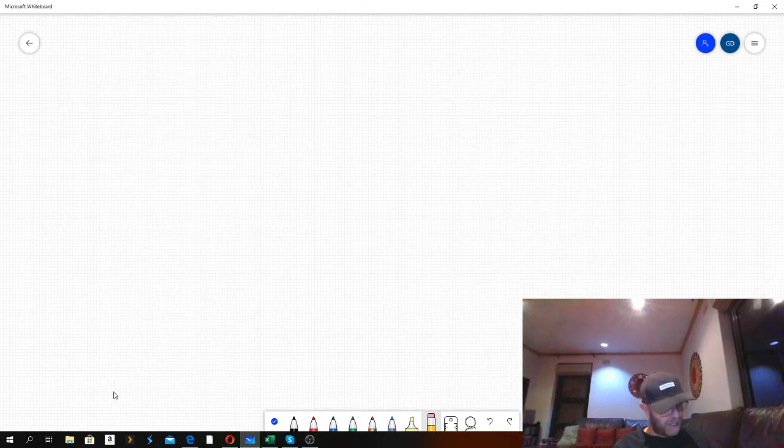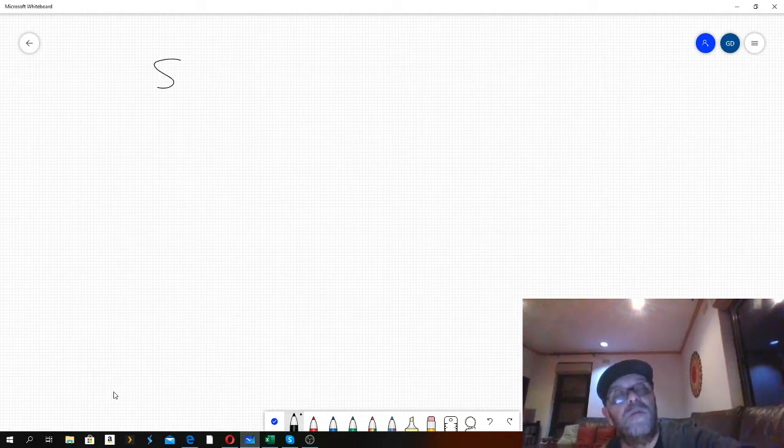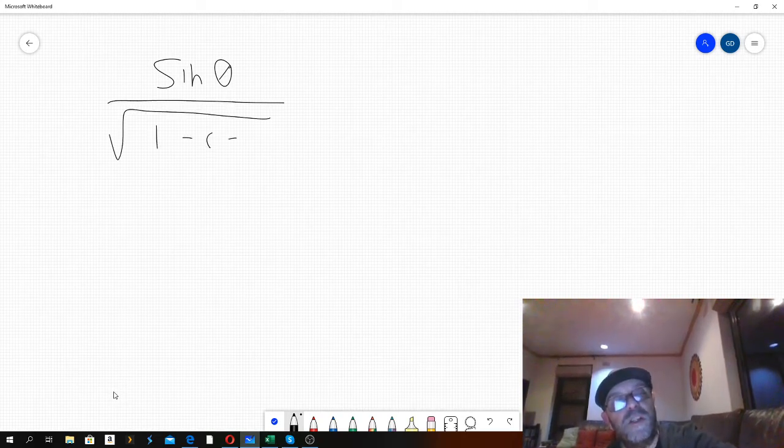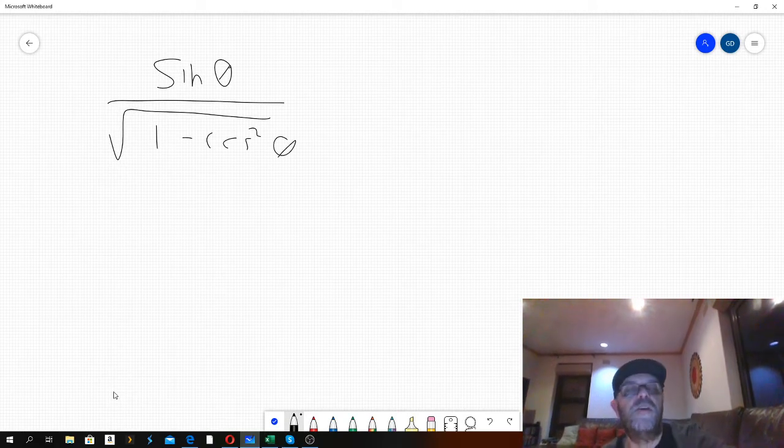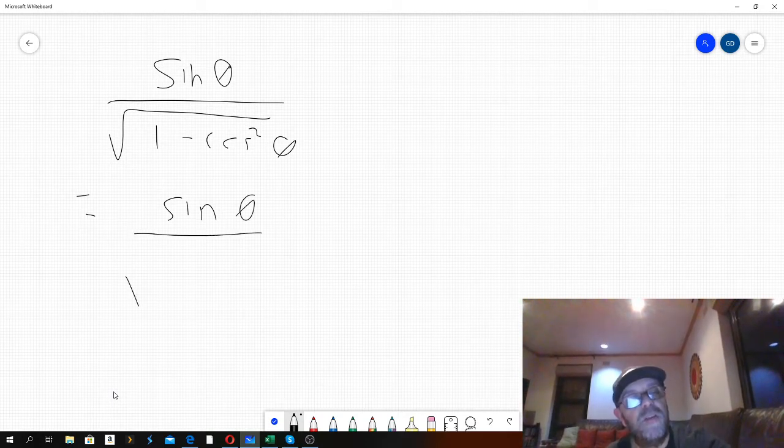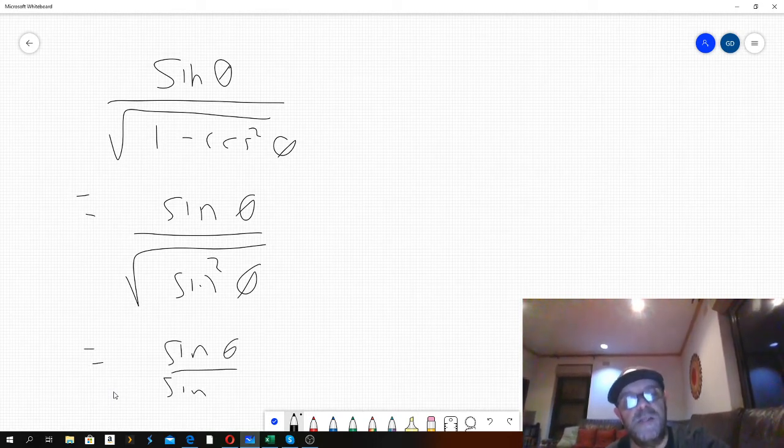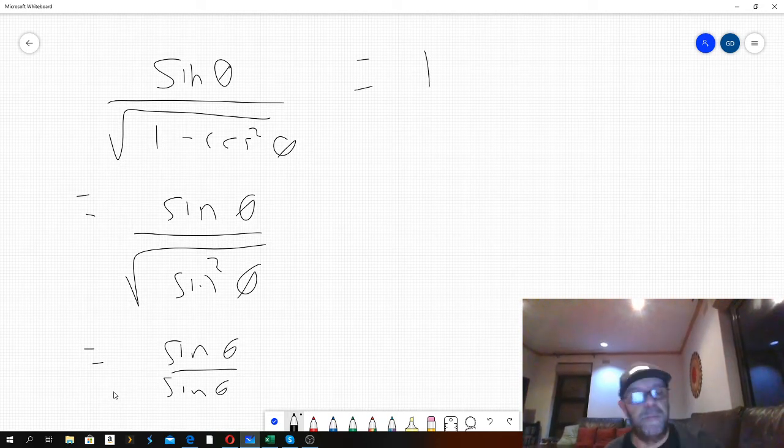Number 3 at the bottom says sine theta over the root of 1 minus cos squared theta. So we've got sine theta over the root 1 minus cos squared. Now again, my identity: sine squared plus cos squared is equal to 1. If I take the cos squared over, I get 1 minus cos squared, so I'll have sine squared. So this is the same as sine theta over the square root of sine squared theta. But the square root of a square is simply sine theta, so it's sine theta over sine theta. So a nice easy one. This answer is simply 1.